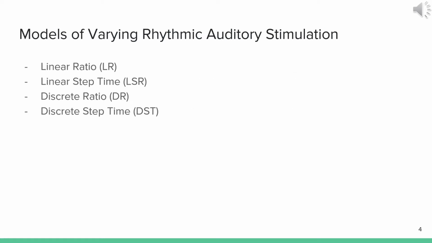Now, there are four main models of variable rhythmic stimulation that we will be observing and testing in our trial: linear ratio, linear step time, discrete ratio, and discrete step time. These make up two main parameters, which are linear versus discrete and ratio versus step time. Linear and discrete basically mean a linear model will be a gradual change over time, whereas discrete will be like stair steps.